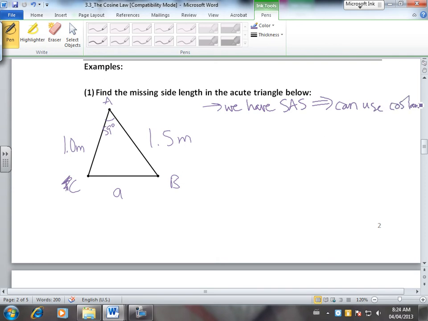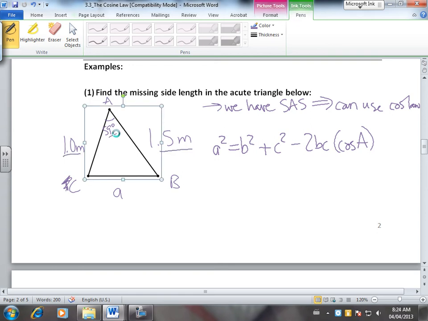So we have angle A and we're looking for side A. So we're going to use a squared equals b squared plus c squared minus 2bc cos A. And if we look to see if we do have side B, we have side C, we have angle A. So that's perfect, that's exactly what we need. Then we just go through and fill out what we have: 1.0 squared plus 1.5 squared minus 2 times 1.0 and 1.5, and times cos 59.